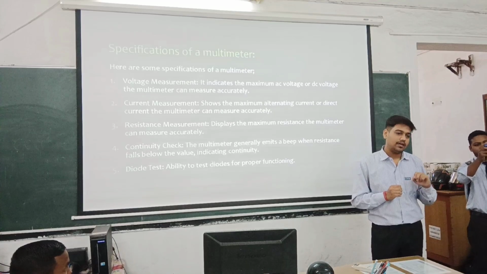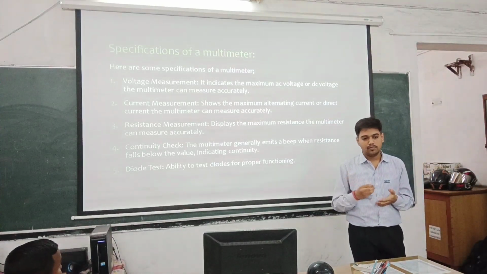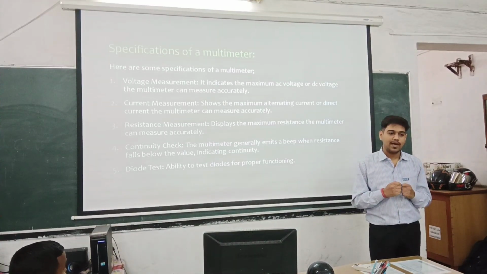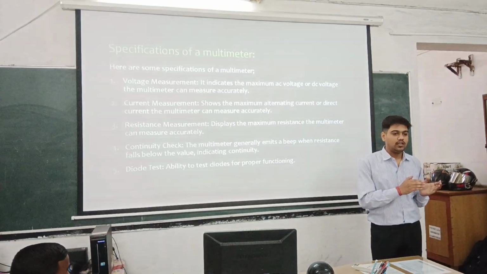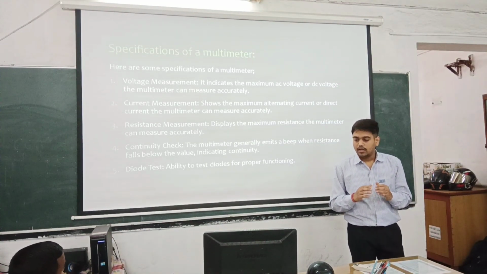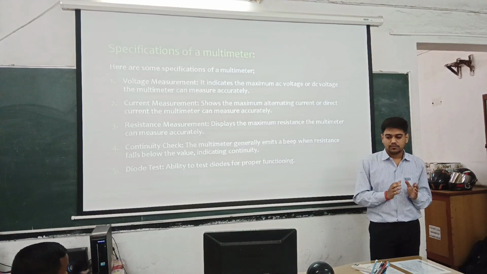Voltage measurements, as we have seen in the voltmeter, the multimeter can also take voltage measurements really accurately. Second is current measurement. It shows the maximum current, either AC or DC. It shows both of them. Resistance: it displays the maximum resistance that the circuit is having.